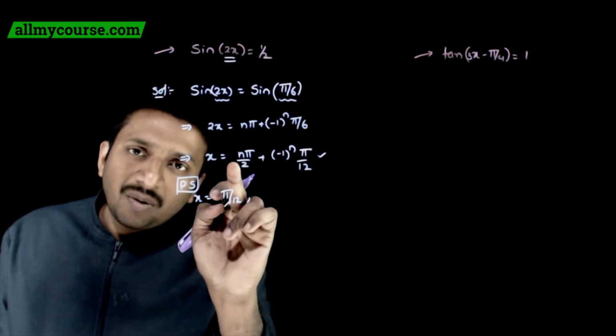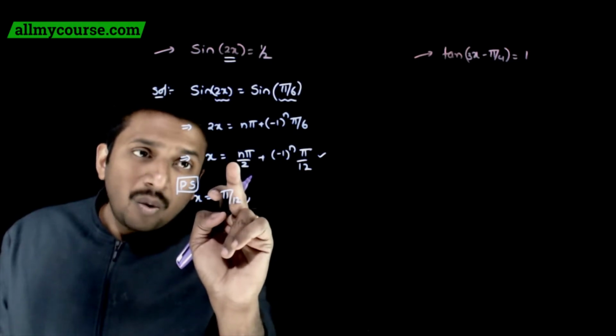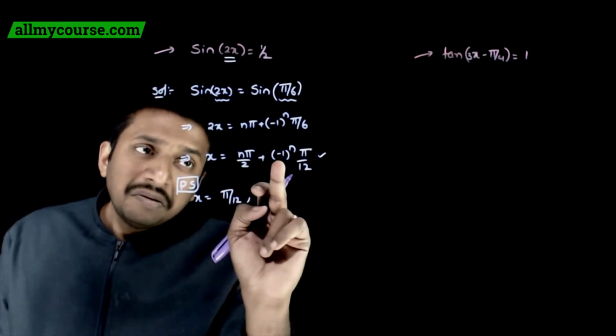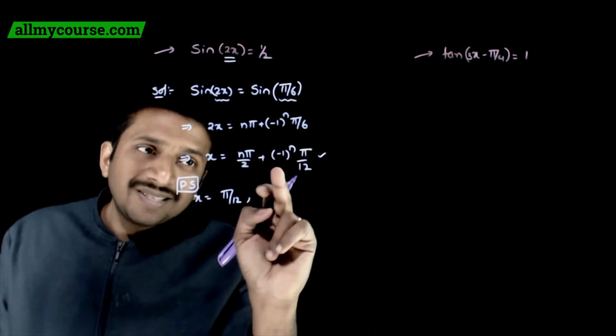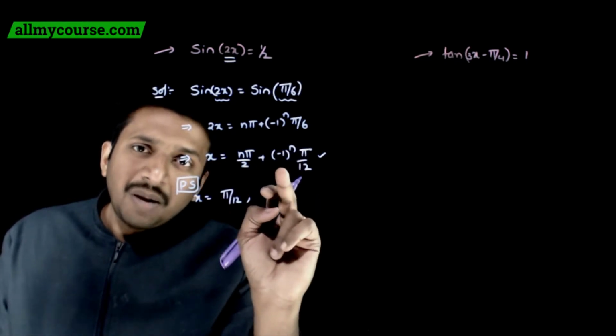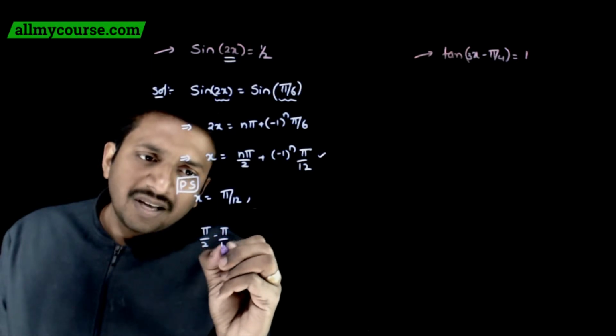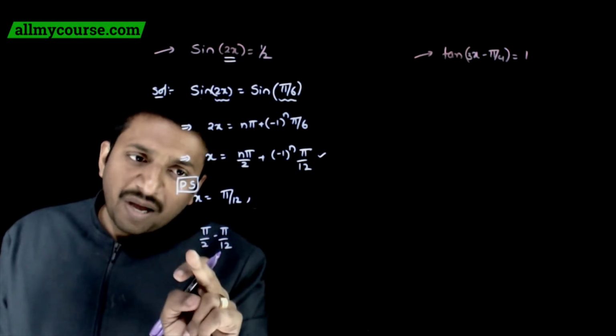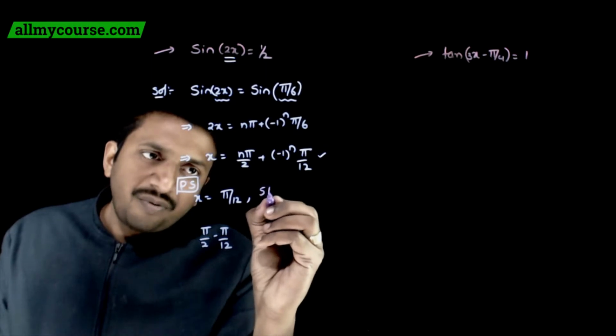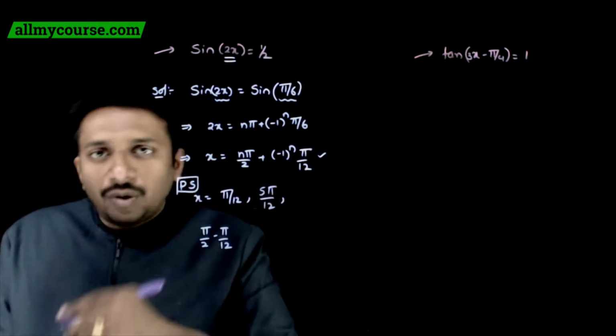Next, if you put n equal to 1, you have 1 times pi by 2 plus (minus 1) to the power 1, which is minus 1. So pi by 2 minus pi by 12. Pi by 2 minus pi by 12 is 6 pi by 12 minus pi by 12, which is 5 pi by 12. This is the next solution.